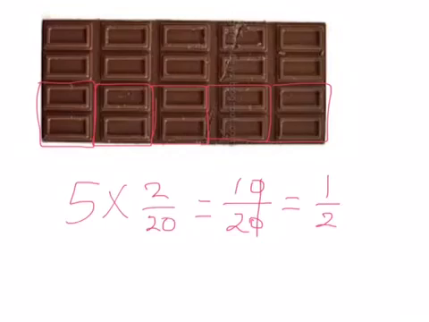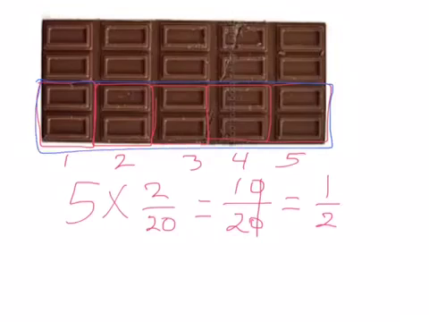So 5 times 2/20 equals 10/20, which equals 1/2. And you can see by our model here, we have 1, 2, 3, 4, 5 sets of 2/20, and if we outline that 1/2 in this blue, you can see that 10/20 equals 1/2.